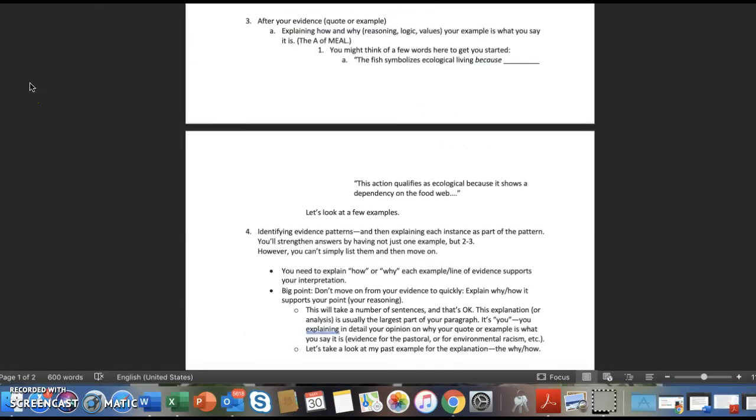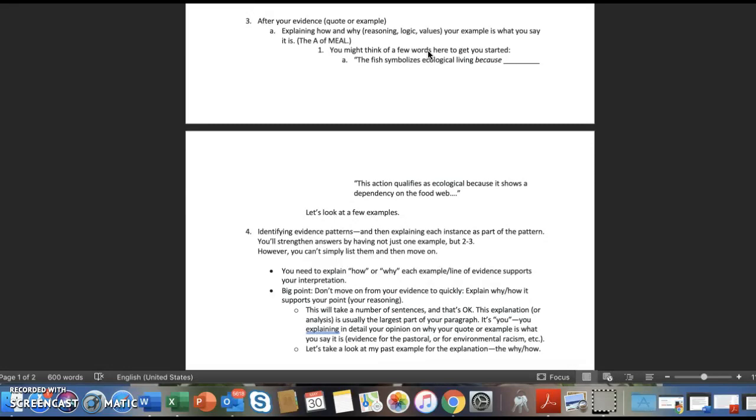That after your quote or your example, you don't want to move on too quickly. Instead, you want to linger there and explain. Then here's how I always talk about it: why or how. That's your reasoning or the logic or the values. Why or how your example is what you say it is, right? That, struggling with the fish is Nick recovering in some way, or that struggling with the fish is anti-modernism, or whatever you want it to be.